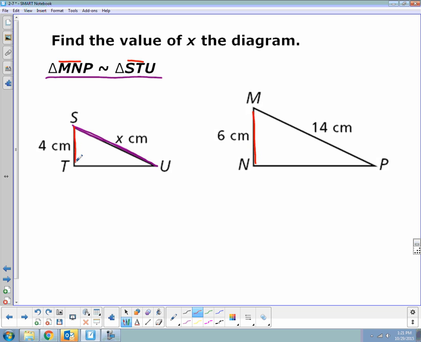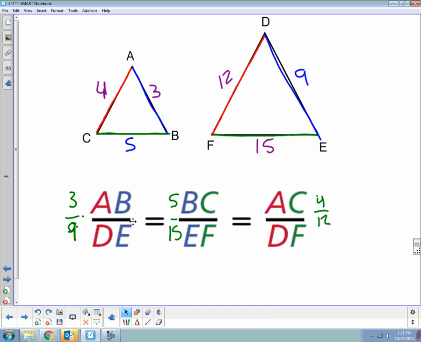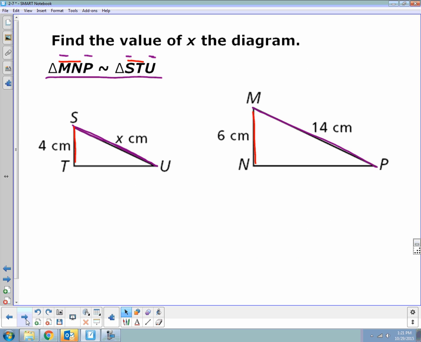ST is 4. I also know that side SU must match with side MP. First and last letter, first and last letter. So here's MP. So they match up. And I know based on what I wrote down right here that the corresponding sides are proportional. So I can set up a proportion.